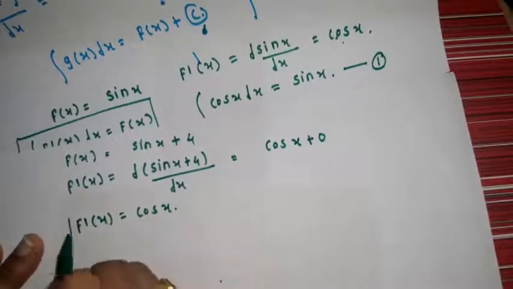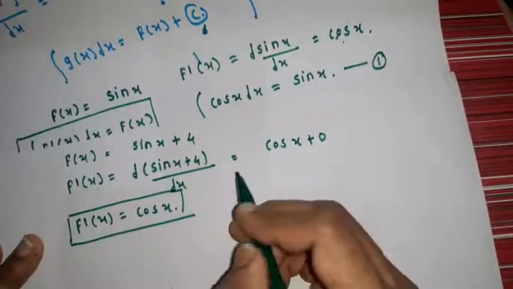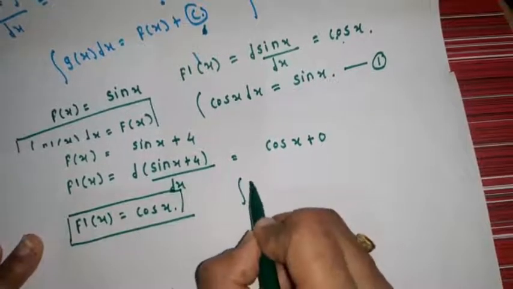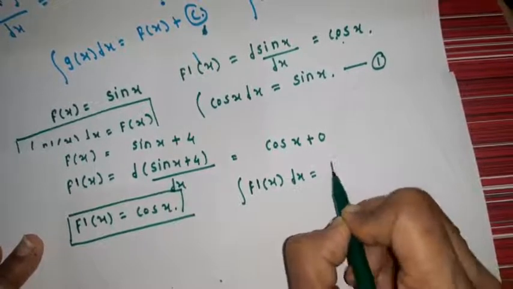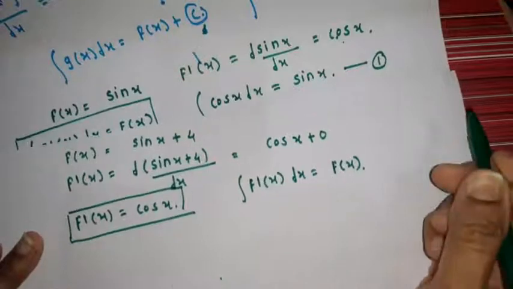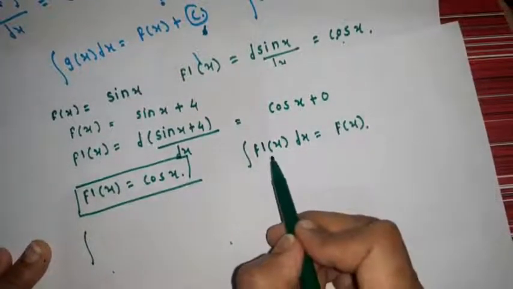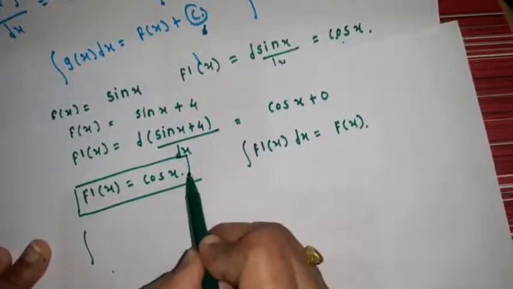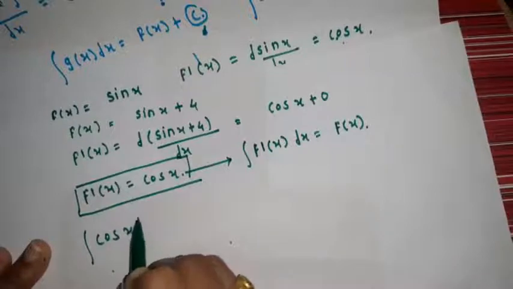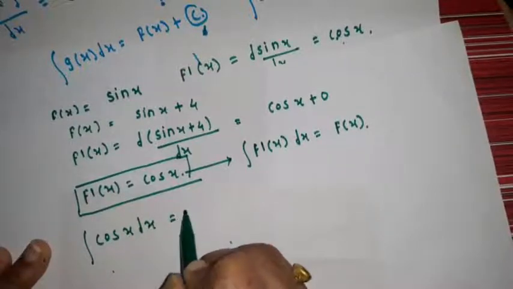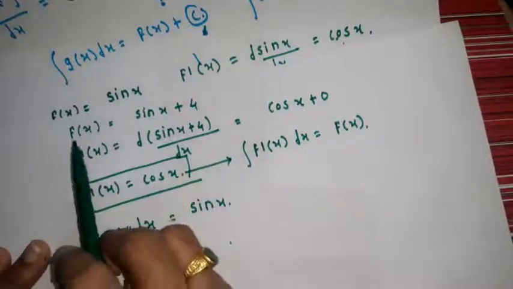Now let us find its integration according to the definition of integration. What is the definition? The integration of f dash of x with respect to x is the original function, that is f of x. So here, f dash of x is this cos x. The integration of cos x with respect to x is sin x. But what is our function?